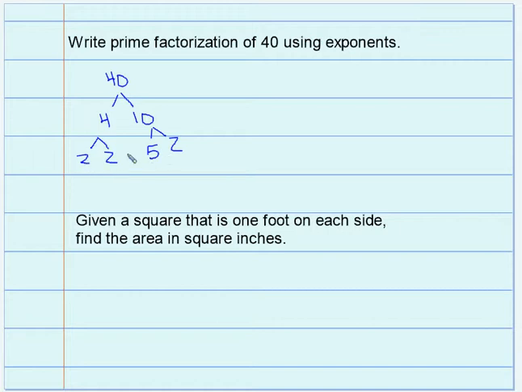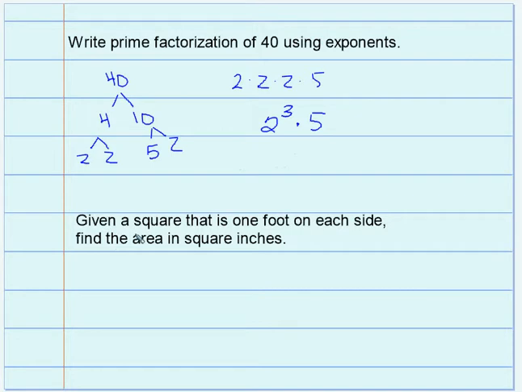So this would be 2 times 2 times 5 times 2. There are 3 twos here: 2 times 2 times 2 times 5. Since the 2 is there 3 times, I can write that as 2 to the 3rd power, or 2 cubed, times 5.